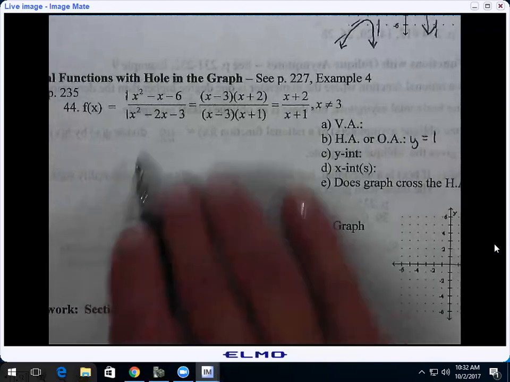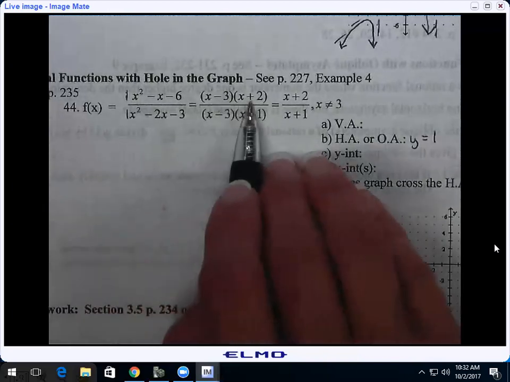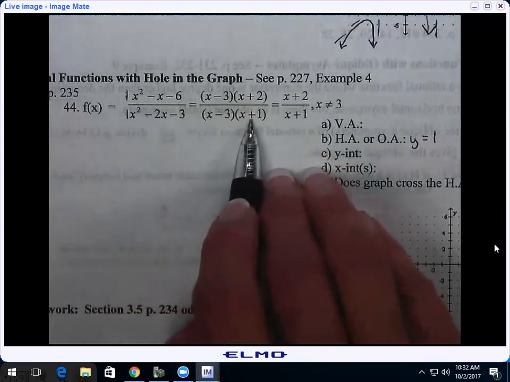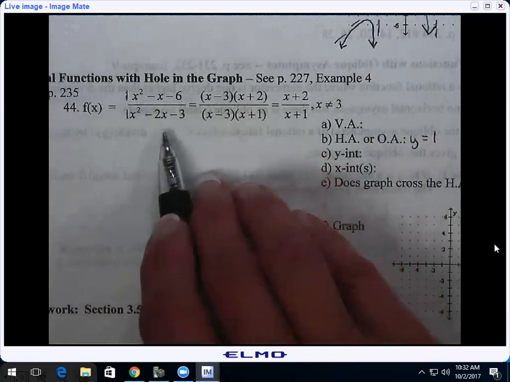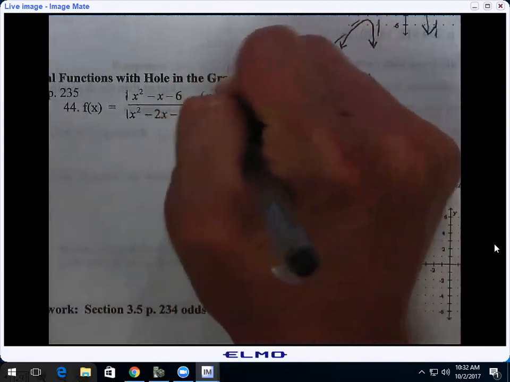In general, I always want to factor that right from the beginning. So I factored the numerator, I factored the denominator. And only when I did that did I realize that this original function will simplify because there's a common factor and I can cancel common factors.